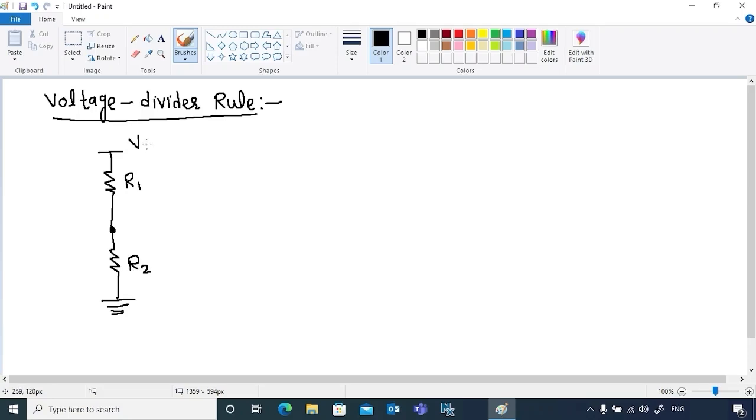Here is a VS source voltage. So we want the voltage here, V output. What is the V output here? If two resistors R1 and R2 are connected like this, this is battery positive VS, this is the ground. So the V output is equal to VS multiplied by R2 divided by R1 plus R2.